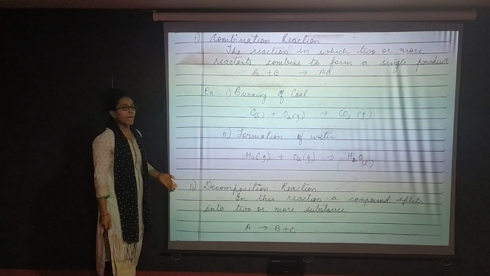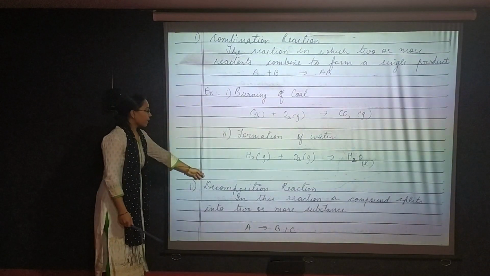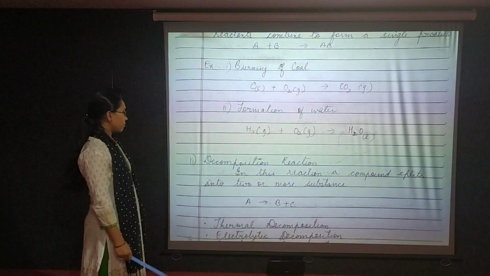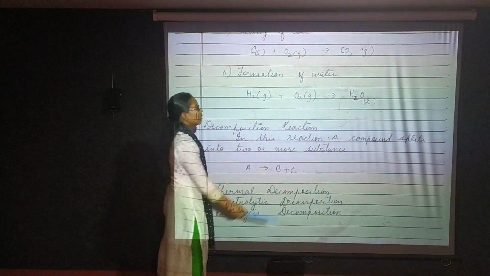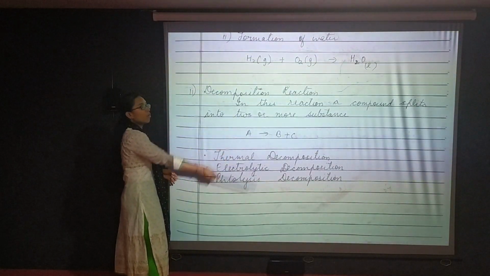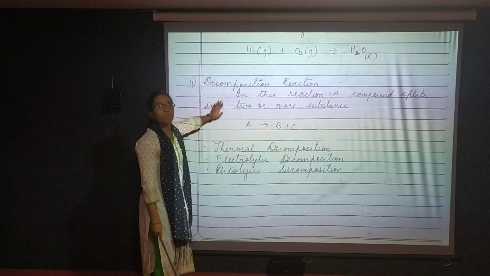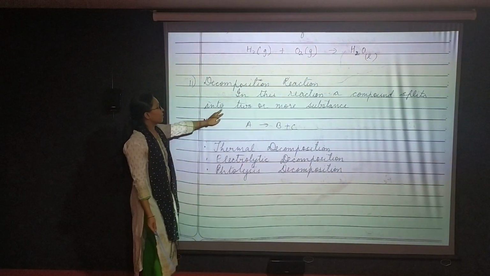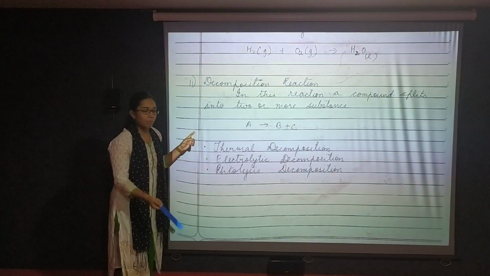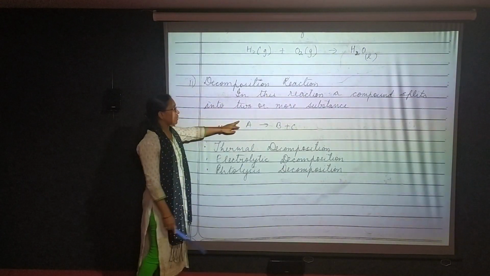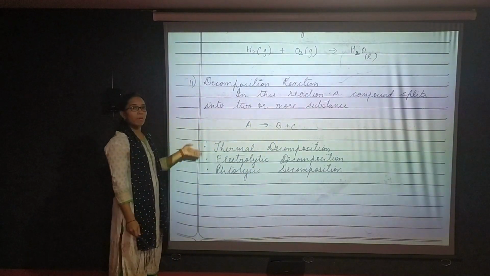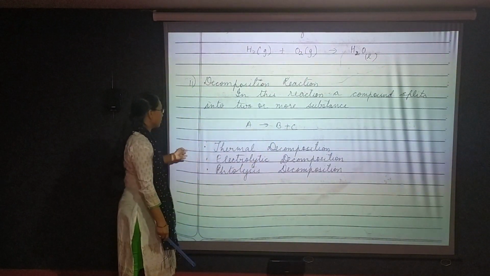Now the next type of reaction is the decomposition reaction. Decomposition reaction means that in this type of reaction a compound splits. Splits means it is divided into two or more product substances. That is, it is the opposite of a combination reaction. In a combination reaction we combine A plus B and we get AB. In a decomposition reaction AB gives A plus B, or we can say that AB gives B and some other product.